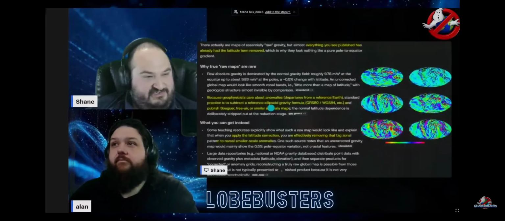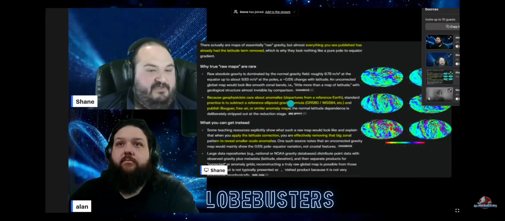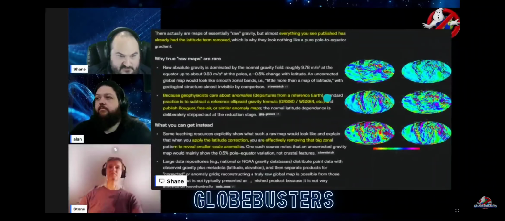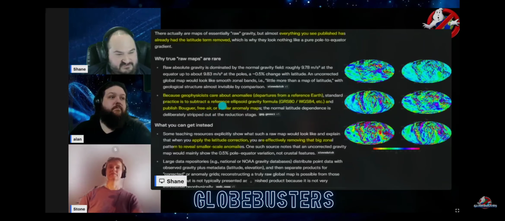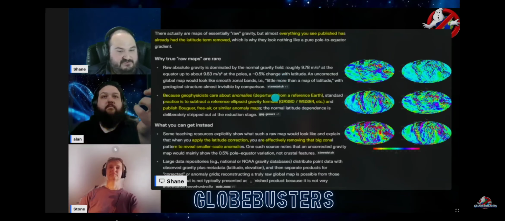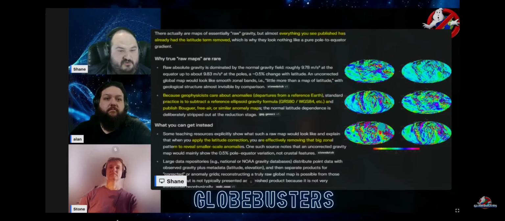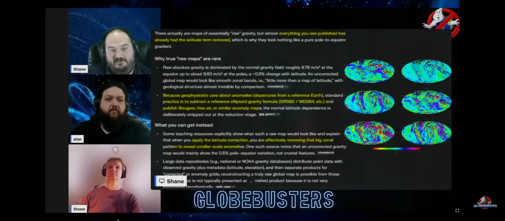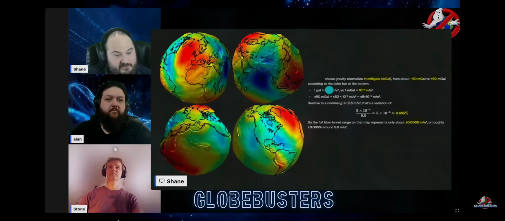And again, the claim here is that the geophysicists care only about the anomalies, which is departure from the reference ellipsoid or the reference Earth, and that the standard practice is to subtract the reference ellipsoid gravity, WGS84 or the GRS80, which is the gravitational model, and then publish the actual anomaly maps, which is what we see all the way over here. And that's what we see commonly under the field of geodesy with geoids, right? This is a warped out geoid model. This is what you would look at with the geoid model.